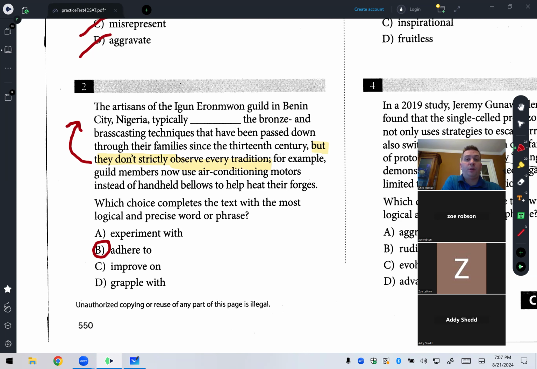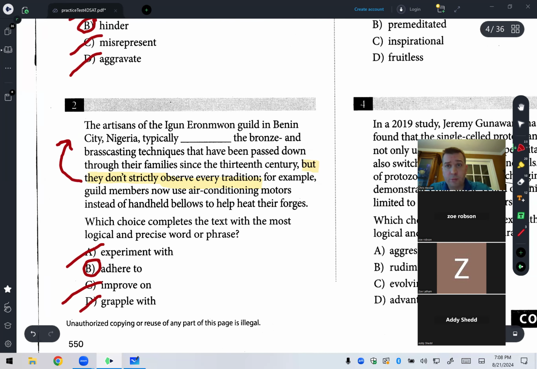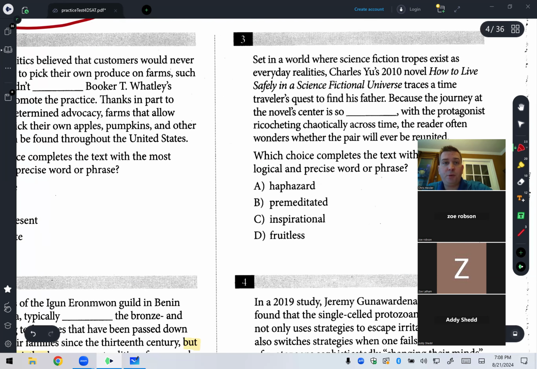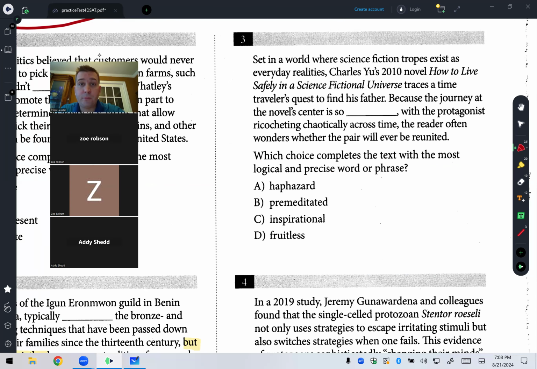So I think that's important. If you were reading this kind of quickly, you might miss the portion that I highlighted, but that indicates that they typically do adhere to past tradition, but not always. So as long as you spotted that part that I highlighted in yellow, you probably got this one correct. All right, on to number 3. So they're still pretty easy, not too hard yet.